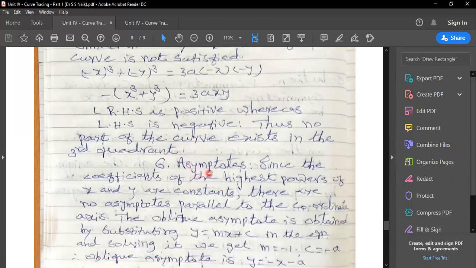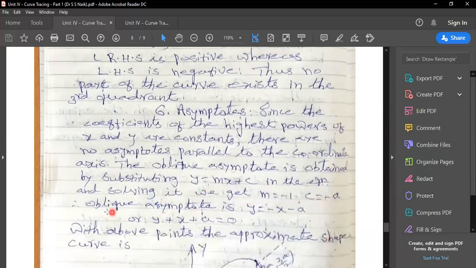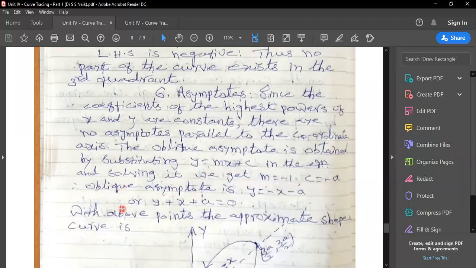Then the next point, we'll see the asymptotes. Since the coefficients of the highest powers of x and y are constants, there are no asymptotes parallel to the coordinate axes. The oblique asymptote is obtained by substituting y is equal to mx plus c in the given equation and solving it. We get m is equal to minus 1, c is equal to minus a. Therefore, there is an oblique asymptote given by y plus x plus a is equal to 0.